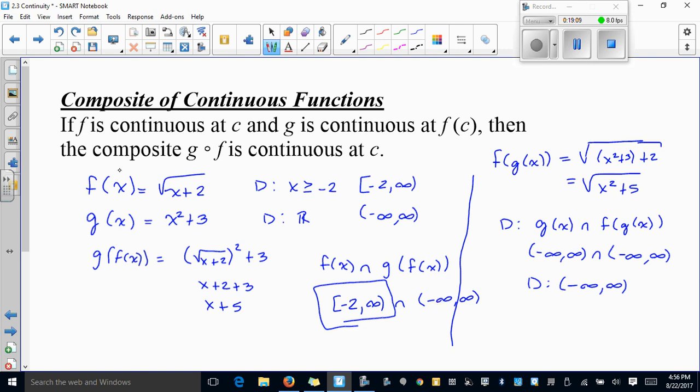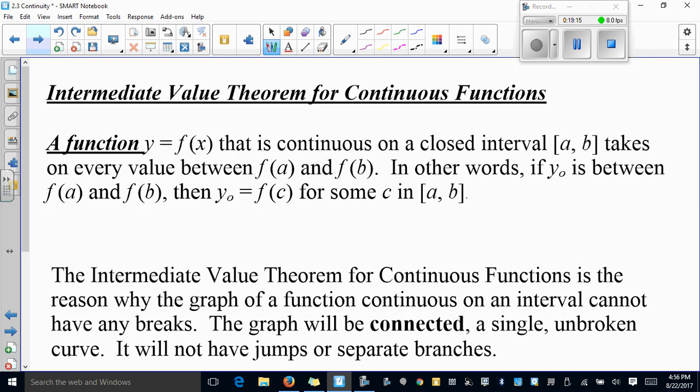Okay, the video is going a little bit longer than I wanted, but we are almost done. Intermediate value theorem for continuous functions. A function y equals f of x that is continuous on a closed interval a to b takes on every value between f of a and f of b. In other words, if y sub 0 is between f of a and f of b, then y sub 0 equals f of c for some c in a to b.